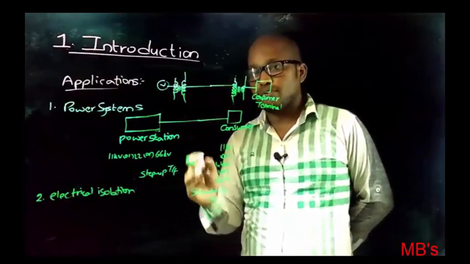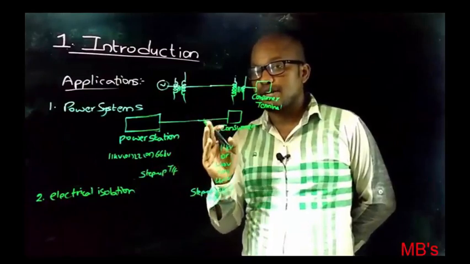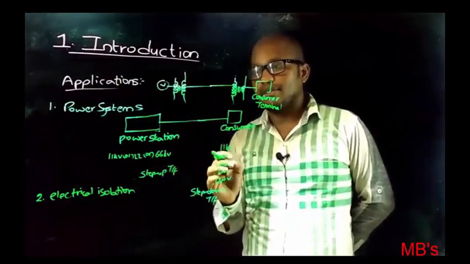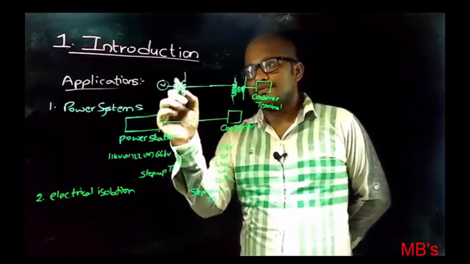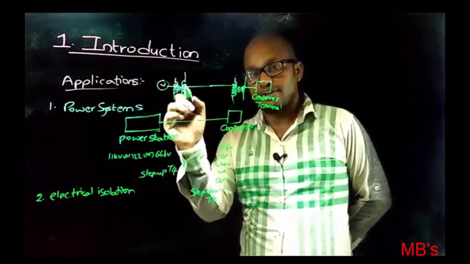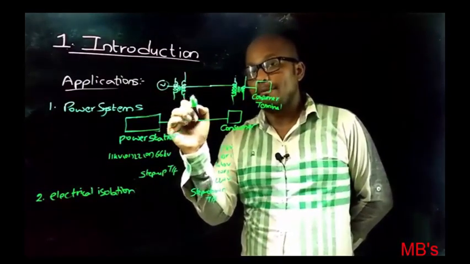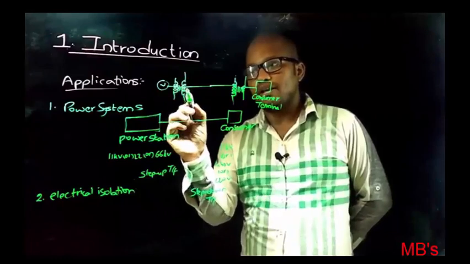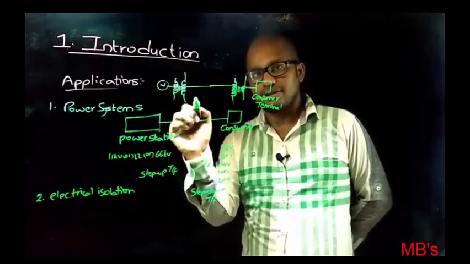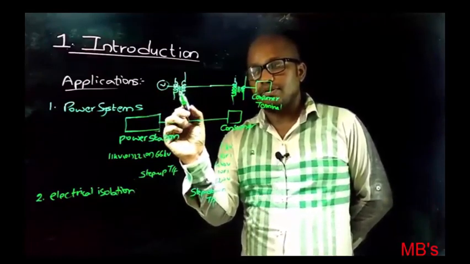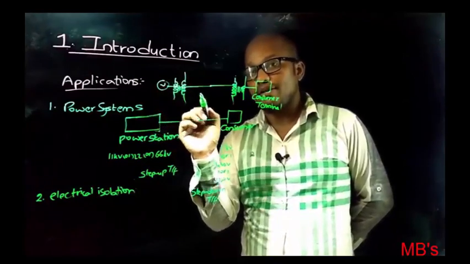From the protection point of view, transformer can also be used as electrical isolator. That is, here this is the transformer primary winding, this is the transformer secondary winding, and these two windings are magnetically coupled. There is no electrical connection between this circuit and this circuit. Therefore, transformer also provides electrical isolation.